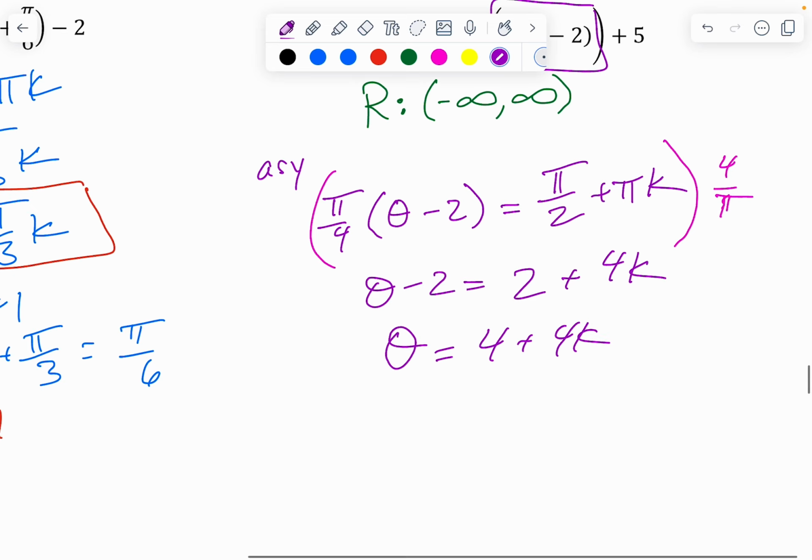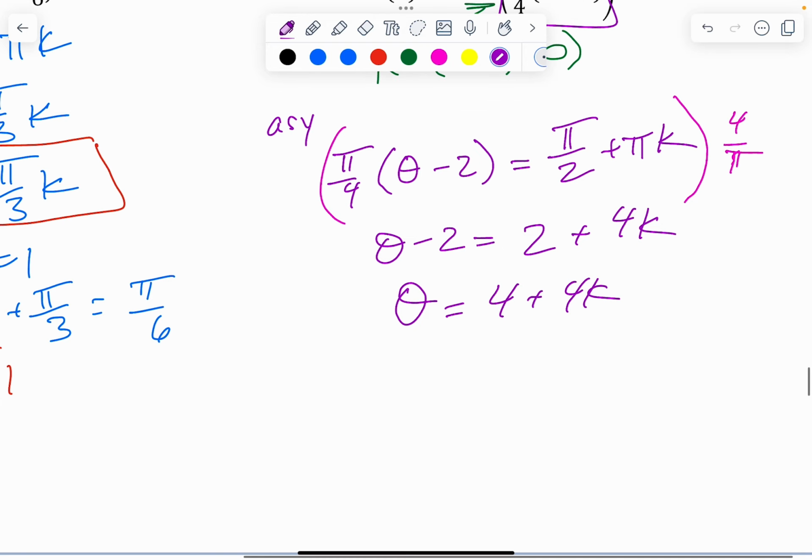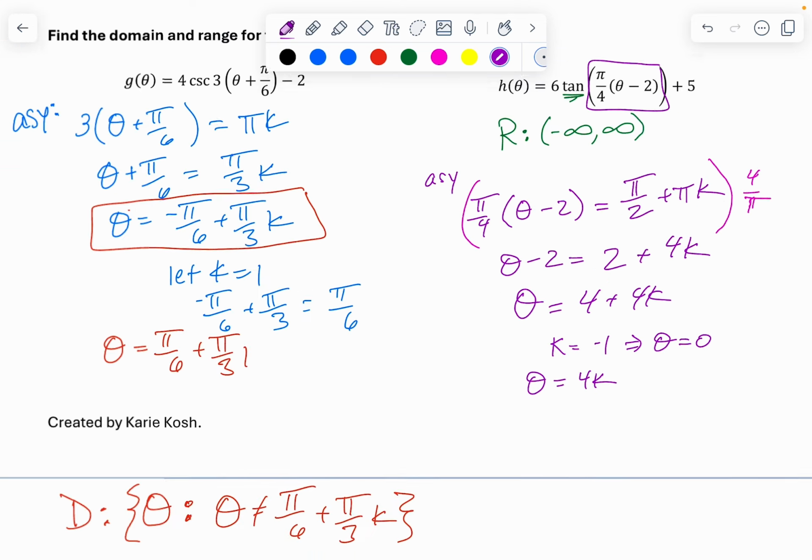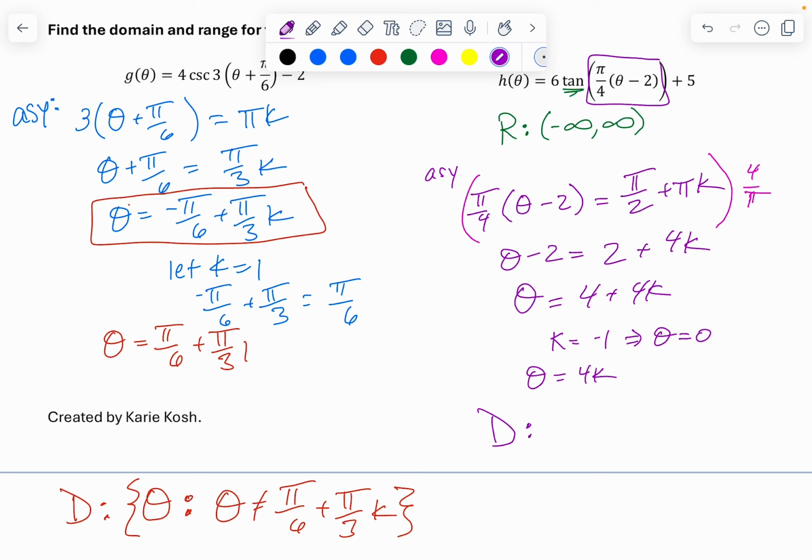I didn't intend to do this, but notice if I start at 4 and then add 4, I can back up. Okay, hang on, let me try that again. If k is equal to negative 1, then that would imply that theta equals 0. So I can say theta equals 4 plus 4k, which is fine. I don't have any problem with that. Or I can just say theta is equal to 4k. That will generate the same set of asymptotes. So that means my domain, the shortest, easiest way to say, is the set theta such that theta is not equal to 4k, where k is an element of the integers.